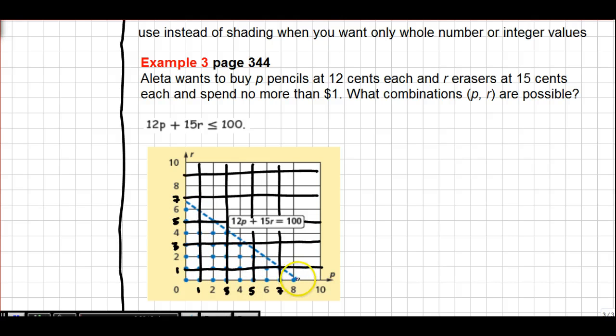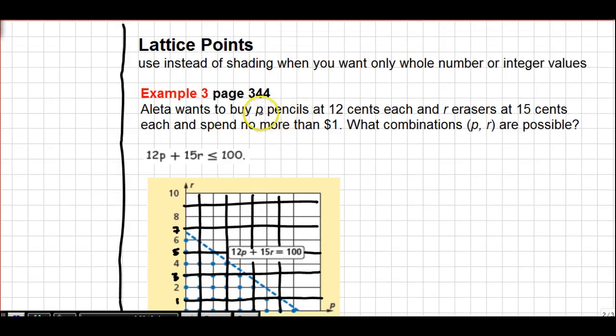We would not be able to buy 8 pencils and 1 eraser because that's clearly on the other side of the line. You wouldn't have enough money to do that according to the situation. So only the spots where you have clear dots indicated would be proper solutions to this situation. So when you see typically a word problem where you can't buy portions of things, those are typically the type of problems where you're going to be using a lattice point rather than shading.